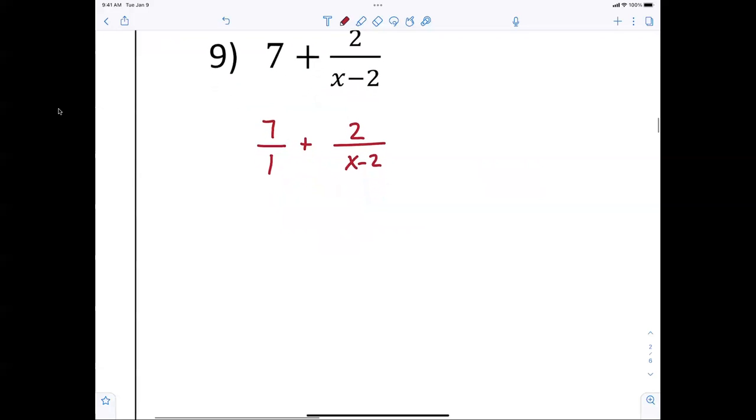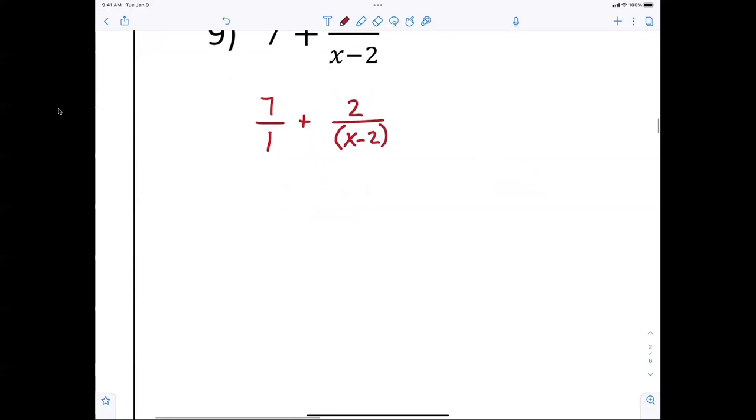Now, the thing I want you to realize is that x minus 2 is itself a quantity, not individual terms. X minus 2 is itself a quantity. So what is the common denominator? The common denominator is x minus 2. So everybody's going to write down the giant fraction bar. Now, technically, could we say the common denominator is 1 parentheses x minus 2? Yeah, it's the same thing.